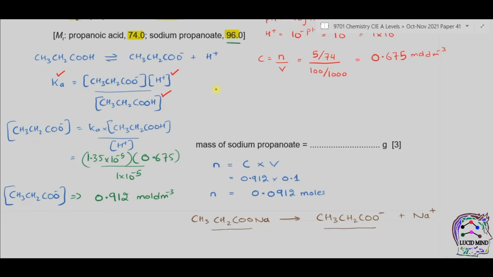Now we can find the mass of sodium propanoate from the number of moles. The formula is mass in grams equals number of moles times molecular mass. So the number of moles is 0.0912. Molecular mass is given in the question, it is 96 for sodium propanoate. So the mass of sodium propanoate comes equal to 8.756 grams.